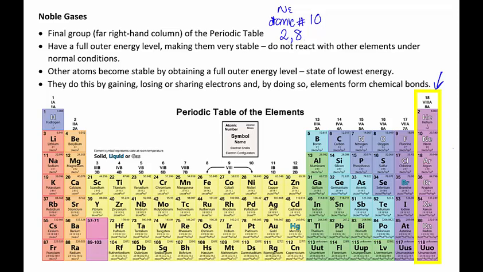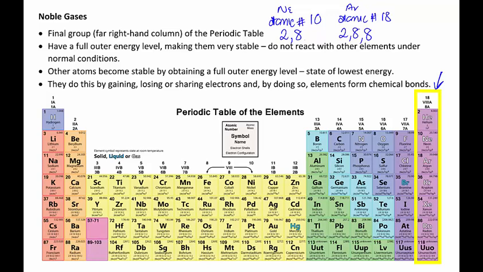If I looked at argon, which is atomic number 18, it has 2 in the first, 8 in the next. 18 take 10 is 8, 8 left. So it has 3 complete energy levels. So that's why it's stable.